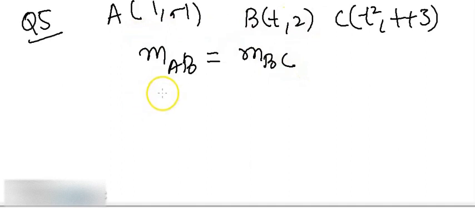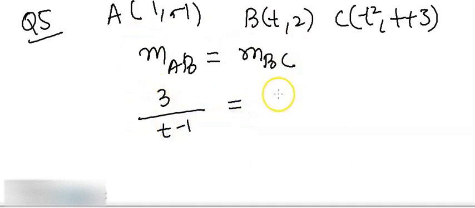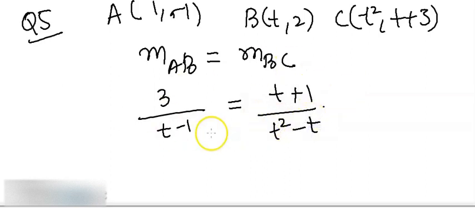So from there this is going to be 3 over t minus 1 equal to t plus 1 divided by t squared minus t. So you just cross multiply and solve this quadratic equation and get the possible values of t. Okay, so let's talk about question 6.